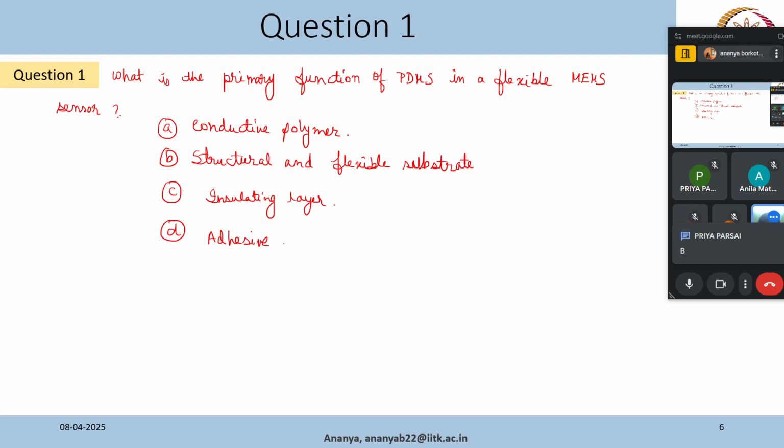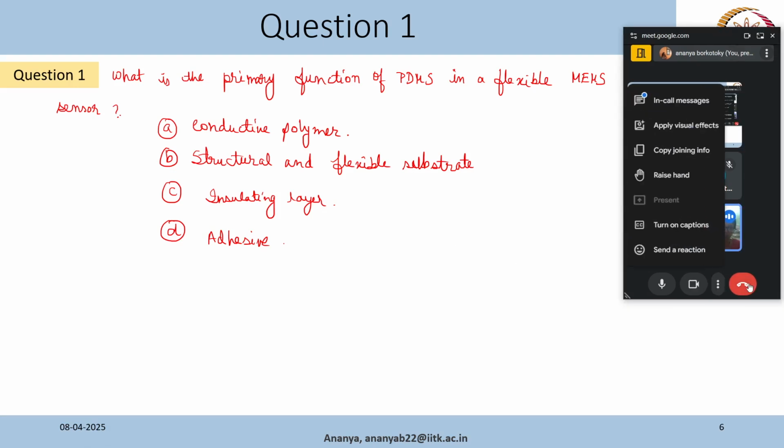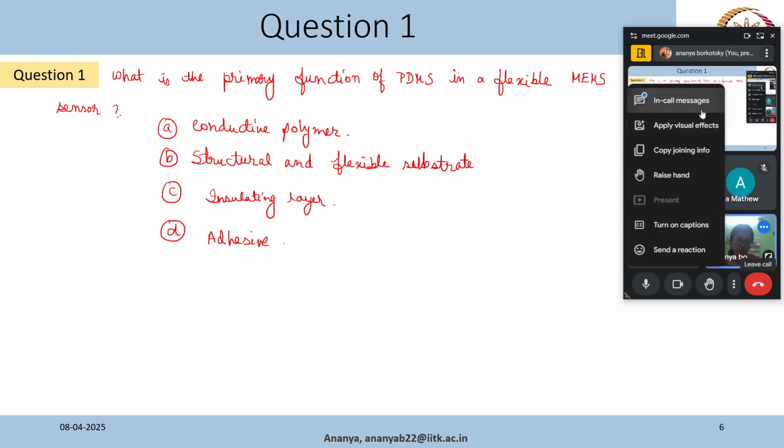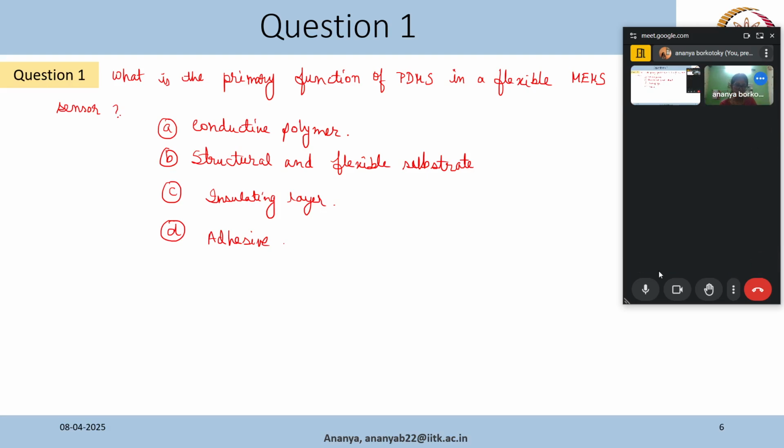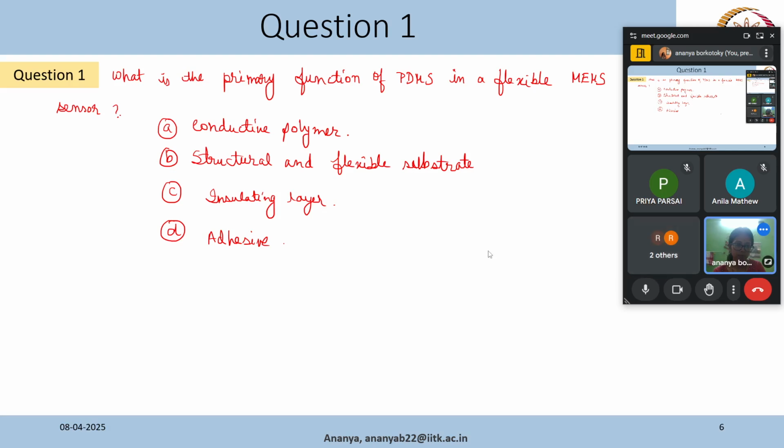Answer is B. What about others? There are only four people in the meeting, so I expect an answer from everyone at least. B. So in this case, we are using PDMS as a substrate. Answer is B. Yes, thank you.